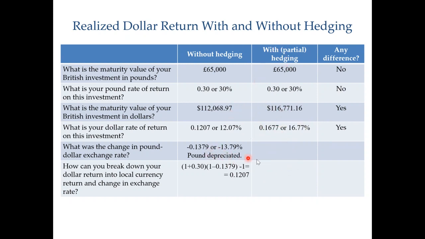The exchange rate movement is still obviously negative 13%. The pound still depreciated by 13% when you hedge, but it's really no longer applicable to us as much as before, because now we are converting most of our pound proceeds from the sale of the stock into dollars at the forward rate, not the spot rate. So this is how exchange rate movements affect return from foreign investment, and depending on whether you hedge or not, the domestic currency return is going to be different.